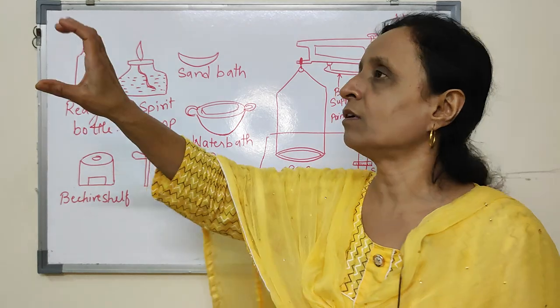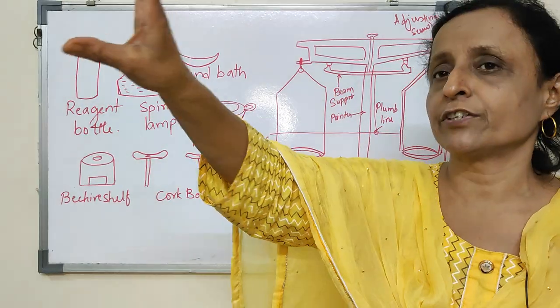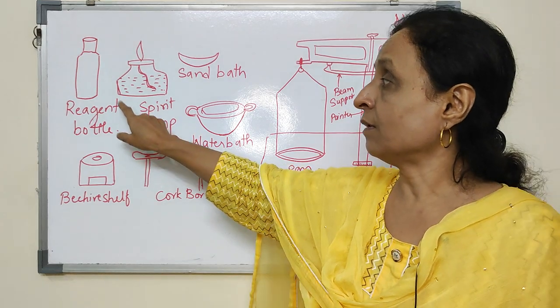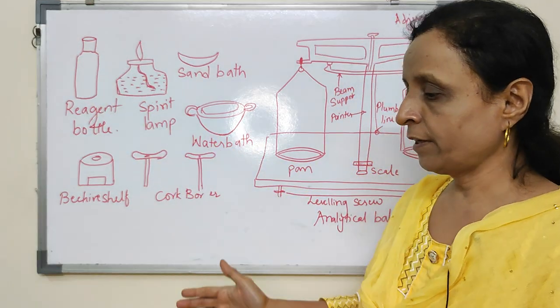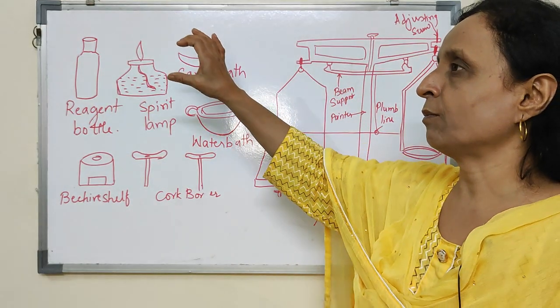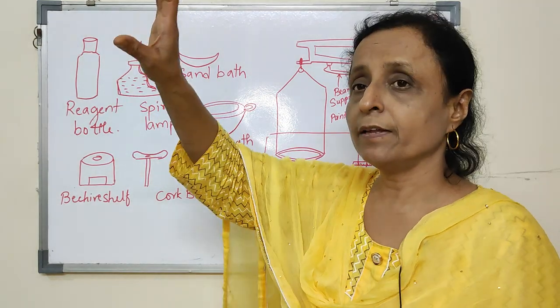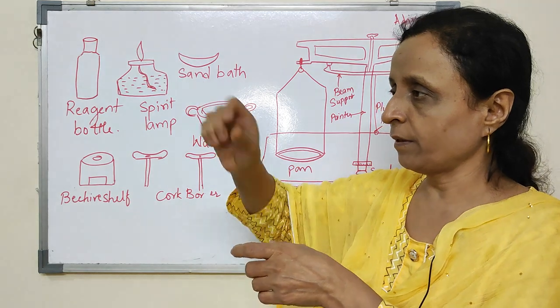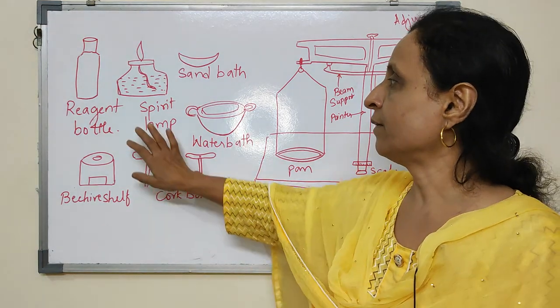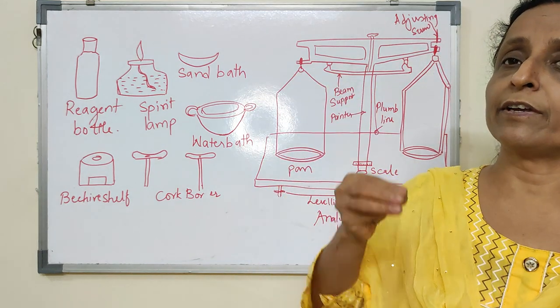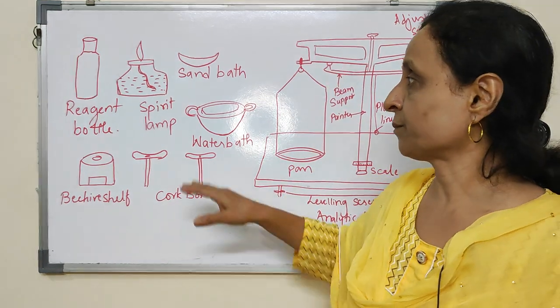So reagent bottles are arranged on the shelf, or a shelf should be present in the lab, a table and a reagent bottle shelf, to take out the chemical and see the chemical reaction. Reagents are the chemicals which are used for various chemical reactions.